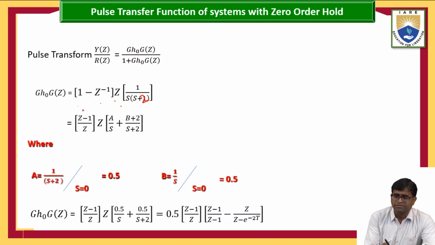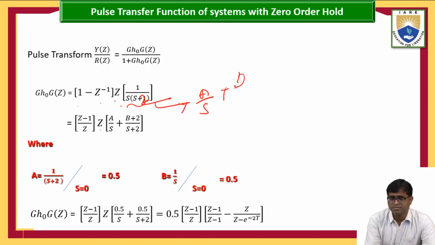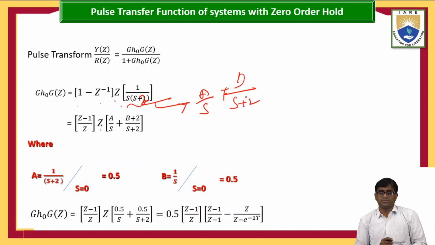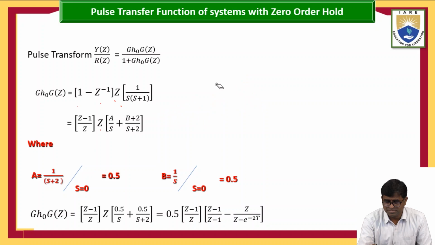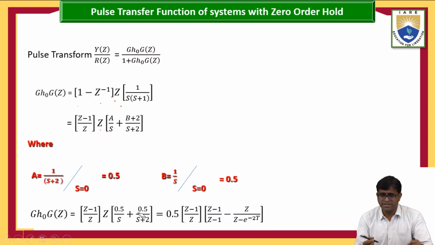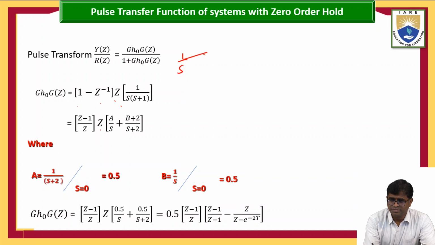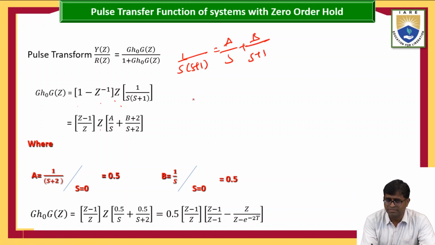Now, taking this one, the calculation part. 1 minus z inverse is nothing but z minus 1 by z, into 1 by s into s plus 2. How can you write this part? That is A by s plus B by s plus 2. Next, take the partial fractions for this one: 1 by s into s plus 2 equal to A by s plus B by s plus 2.